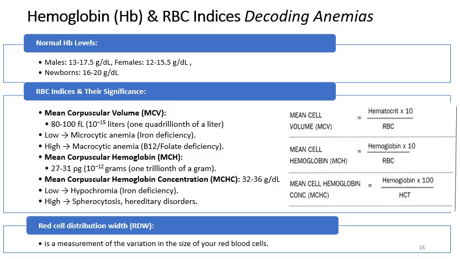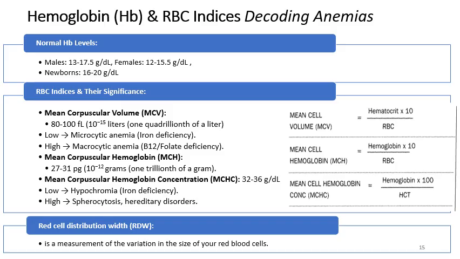So the mean corpuscular volume is 80 to 100 femtoliters. How does it come about? We have the hematocrit, which is about 45. The RBC count is 5 million, multiplied by 10 to the power of 12 per liter. At that time, we will reach a number of about 80 to 90, and it is a range of about 10% above and below. So the mean corpuscular volume will be 80 to 100 femtoliters.